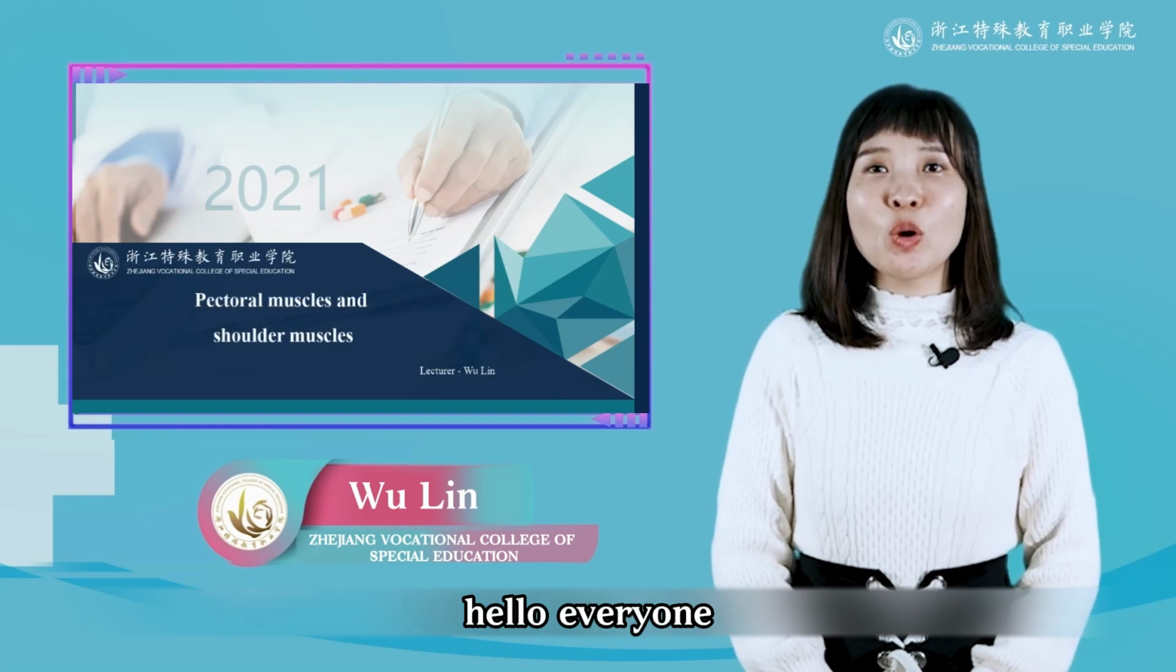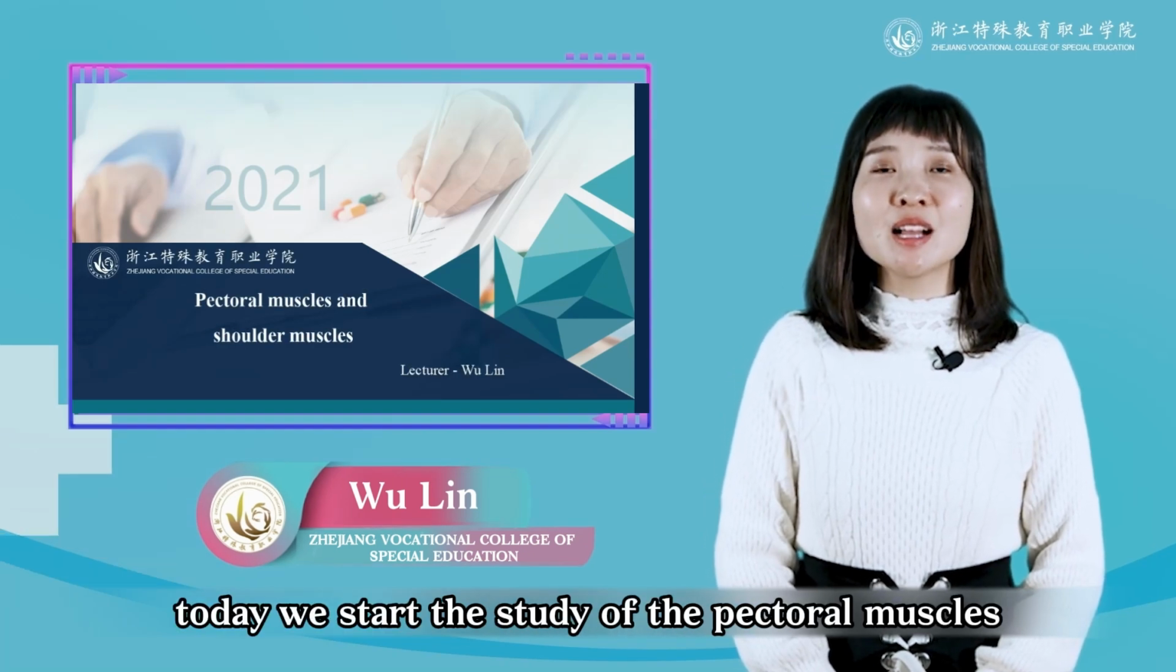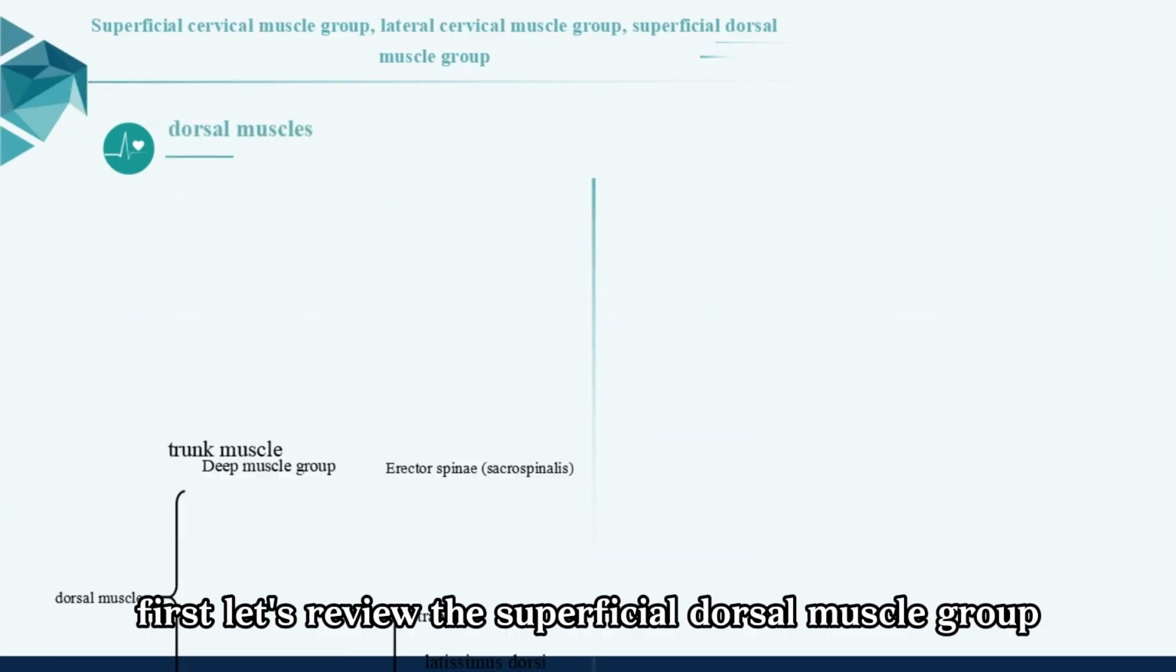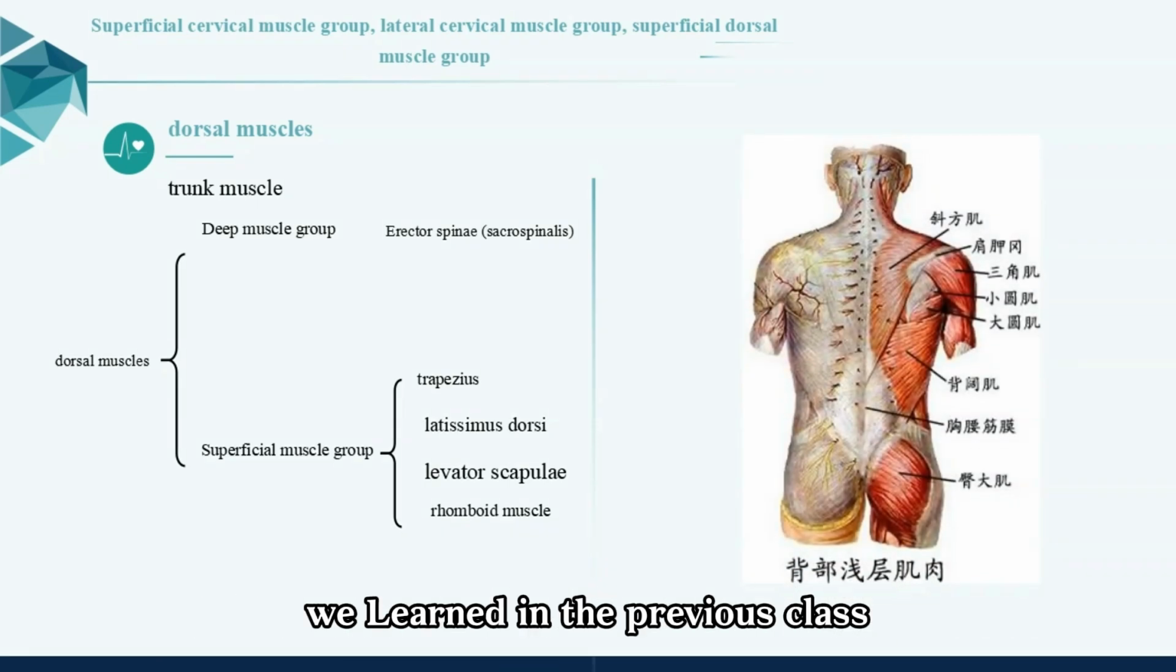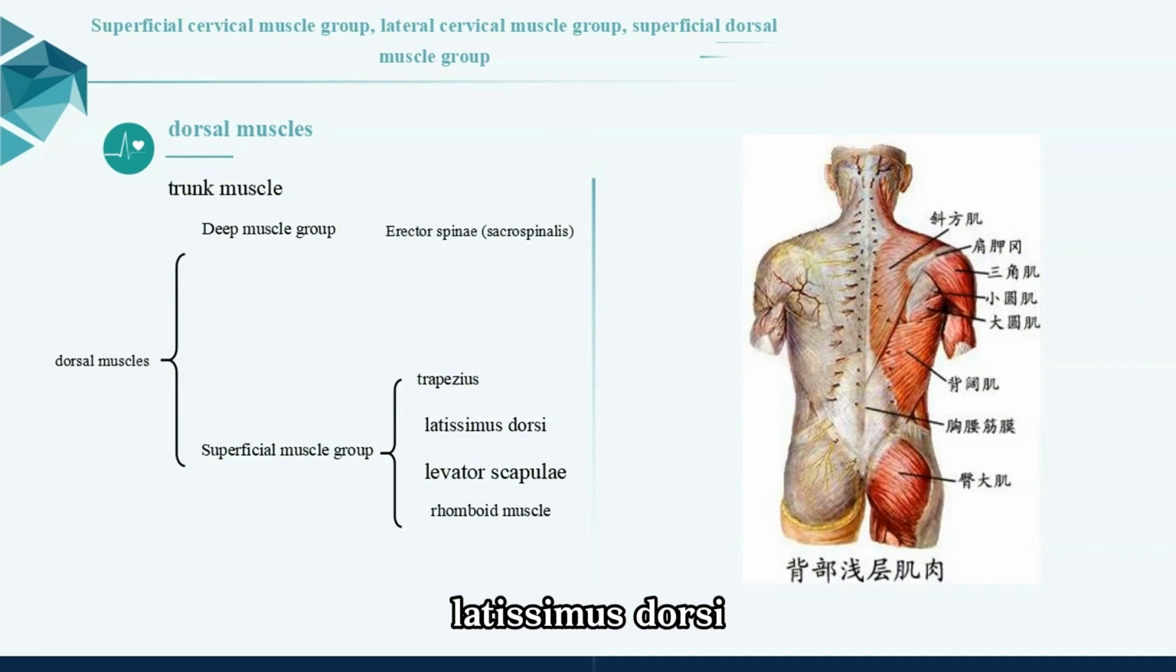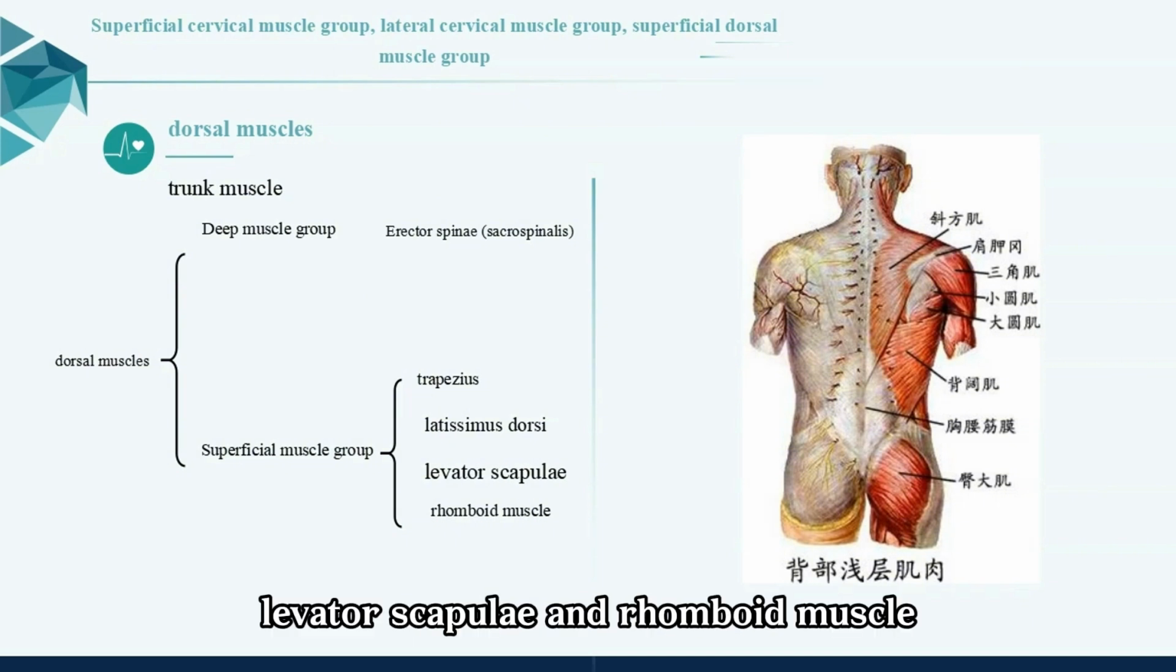Hello, everyone. Today we start the study of the pectoral muscles. First, let's review the superficial dorsal muscle group we learned in the previous class. The superficial dorsal muscle group includes the trapezius, latissimus dorsi, levator scapulae, and rhomboid muscle.